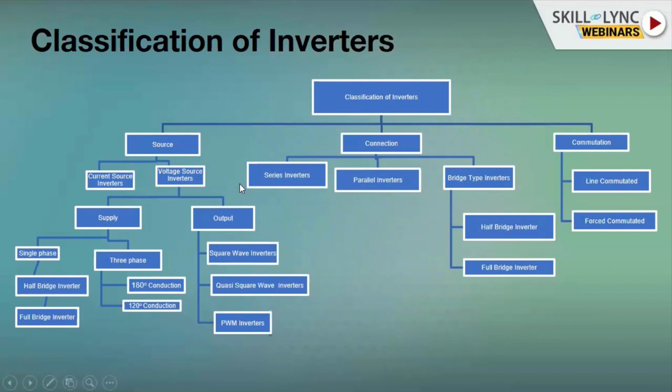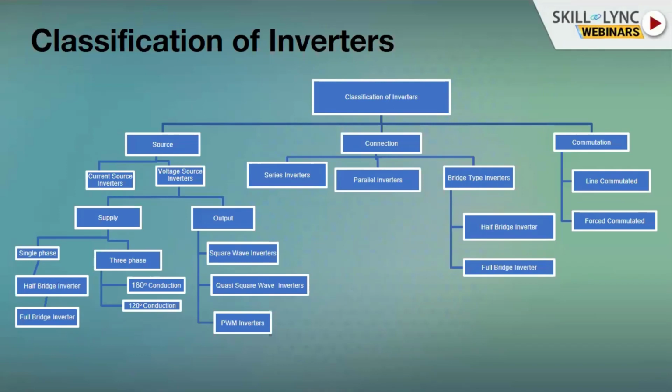Depending on the connections, an inverter would have inductors, capacitors, switches, etc. So depending on the connection of the devices, we can further subdivide the inverters as series inverters, parallel inverters, and bridge type inverters. Bridge type inverters, we have already seen as single phase inverters. So this also comes under bridge type. Okay. Depending on the switching off characteristics of the switches.